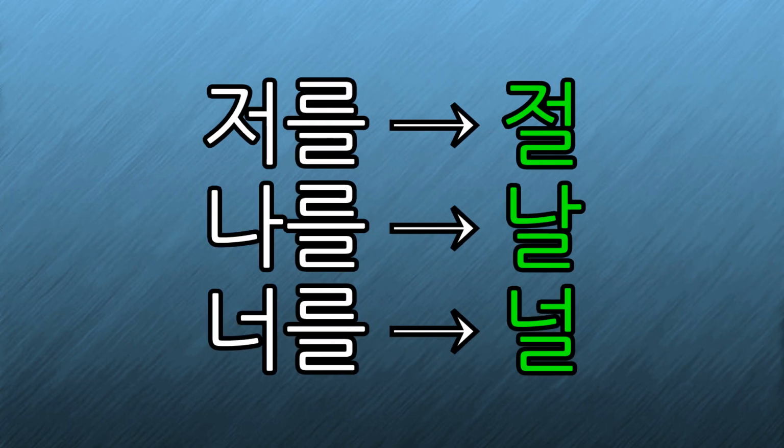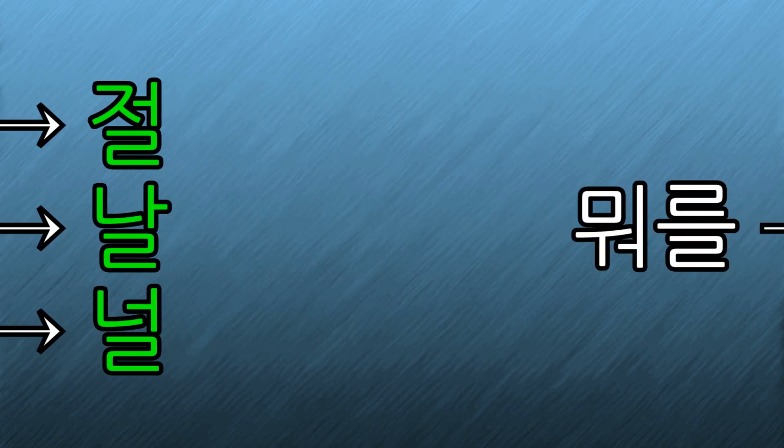With the object marker, we get some different contractions. Just like with the topic marker, when the object marker comes after a vowel, it's sometimes shortened to just the ㄹ. So in this case, 저를 becomes 절, 나를 becomes 날, and 너를 becomes 널. Here are some more.